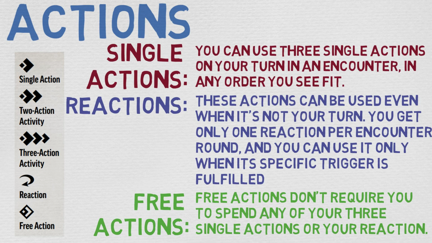The second type of action we're going to be talking about is your reactions. These actions can be used even when it's not your turn. You get only one reaction per encounter round, and you can use it only when its specific trigger is fulfilled, and we'll get into what a trigger is a little bit later on here. In terms of what you do need to know, you get one reaction once per round, and it can happen on anyone's turn so long as the trigger condition is met.